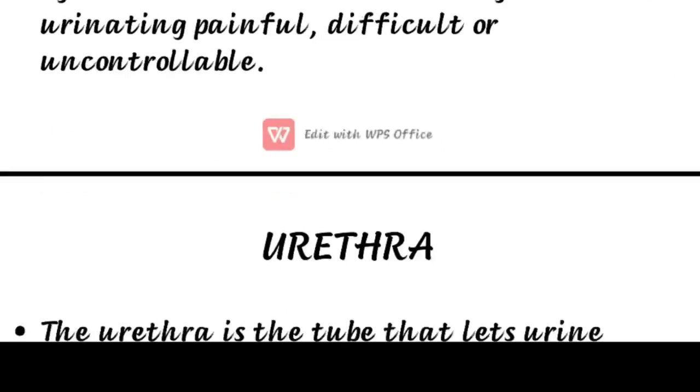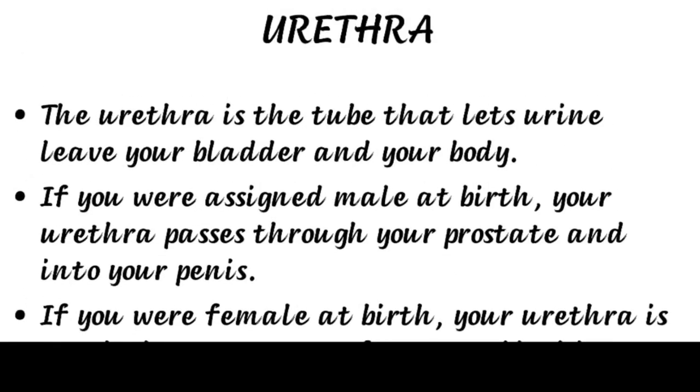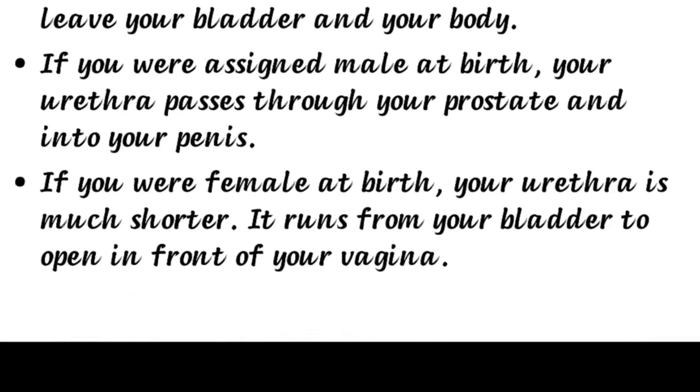Next is urethra. Urethra is a tube that lets urine leave your bladder and your body. Okay, and from this is the main part from where the urine is excreted out. So these are the 4 organs which are involved in the excretion. One is your kidney, other is your ureter, third one is your urinary bladder, and fourth is your urethra.